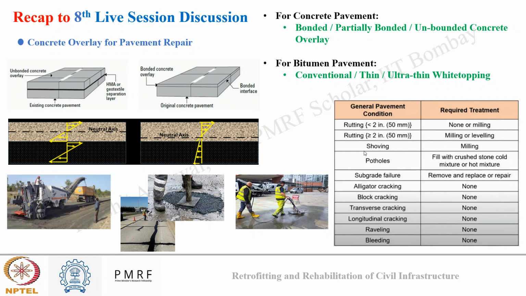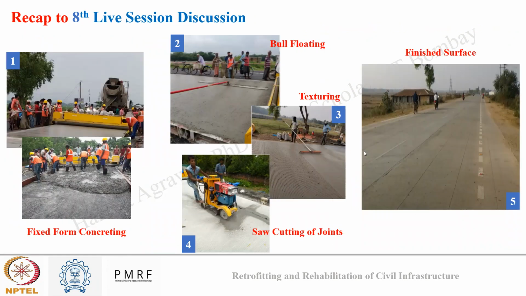Third, pre-overlay treatment that may be required based upon the type of overlay we are providing. And finally we saw paving of overlay, how overlay is placed. In this, we saw in brief each step. First we saw how the overlay can be placed through fixed form concreting and movable form concreting. Then we saw how they are leveled and how texturing is done and how joints are placed on the pavement, and finally how the finished surface looks after concrete overlay treatment.